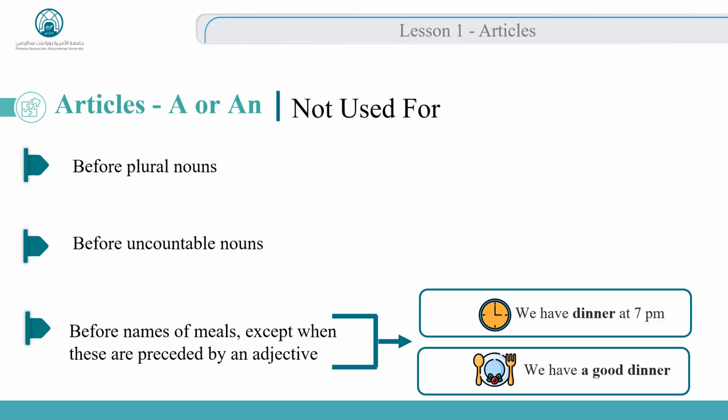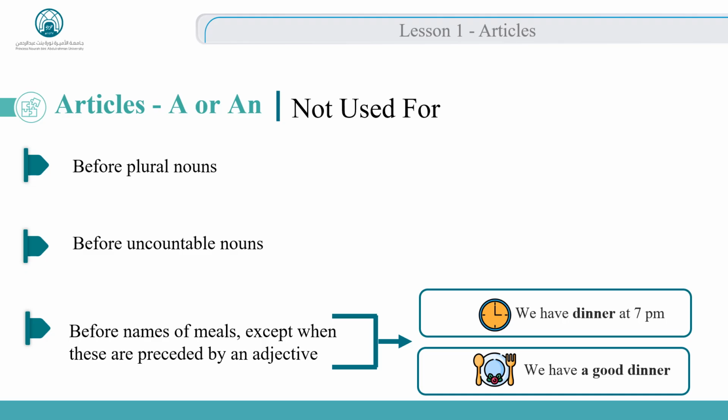Note that we don't use the indefinite articles a or an before plural nouns. We can't say a girls, an elephants. No, we wouldn't say that. We only use it before singular nouns. Also, we can't use the articles a or an before uncountable nouns. So we can't say a money, a rice. No, we use it only before countable nouns. And remember here that we use it only before the singular form of the countable nouns.